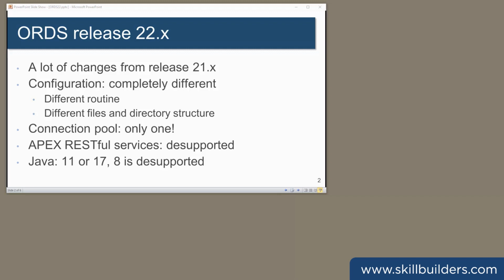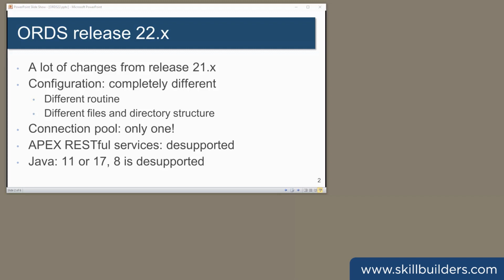Most obviously, the configuration has changed. It's changed completely. If you try to use the old method, you get errors. The configuration files have also changed. Not all of their contents, but their names and locations. And most noticeably, the connection pools are different. We used to have, typically, 4 connection pools per database connection. Apex public user for the PL/SQL gateway, Apex listener and Apex REST public user for Apex RESTful services, and ORDS public user for the ORDS services.